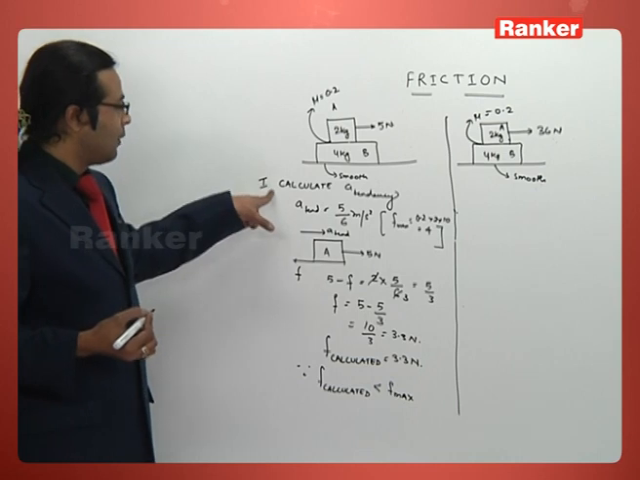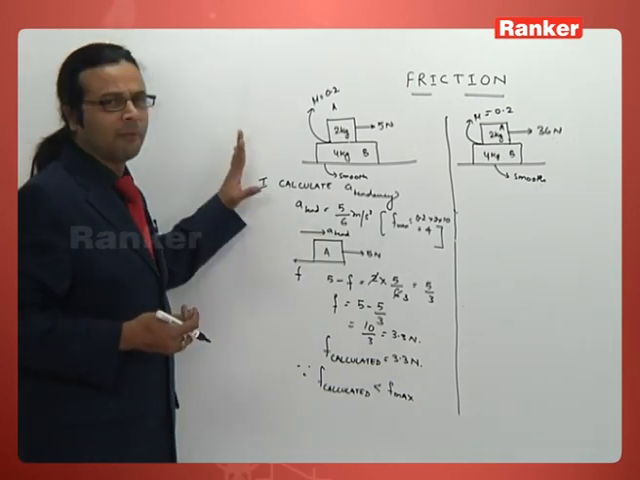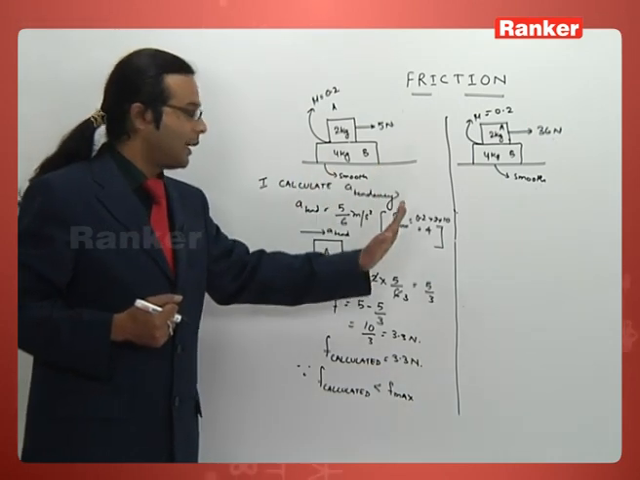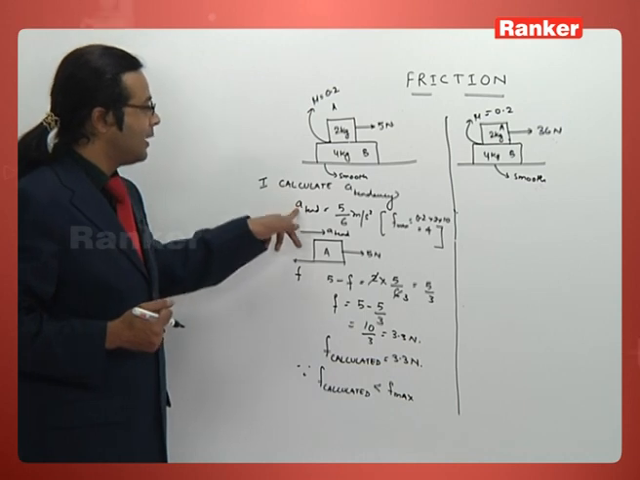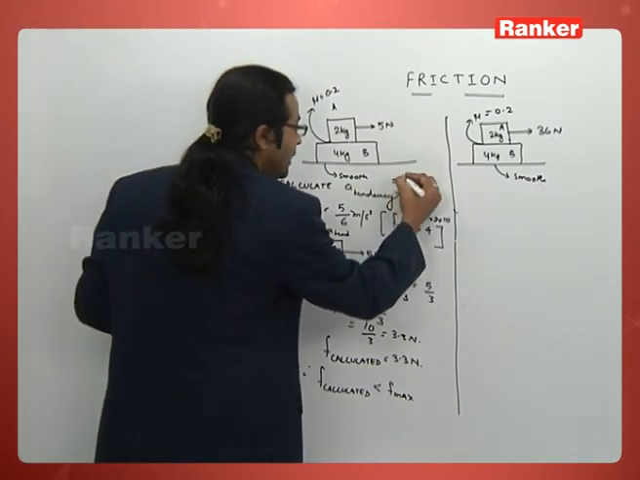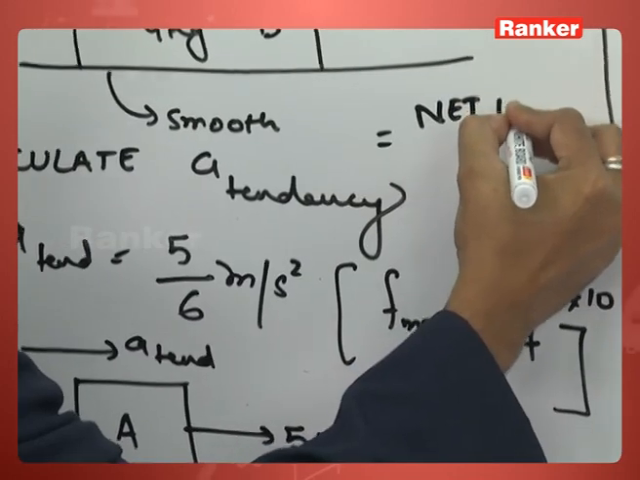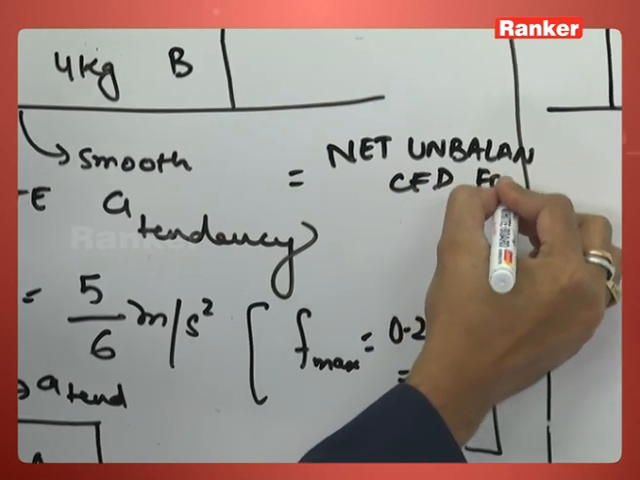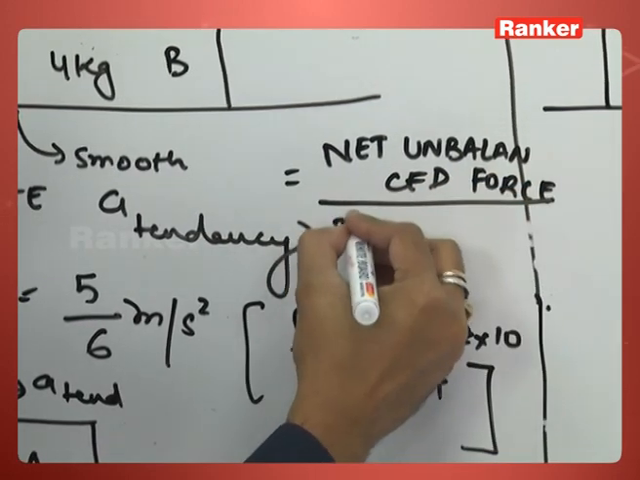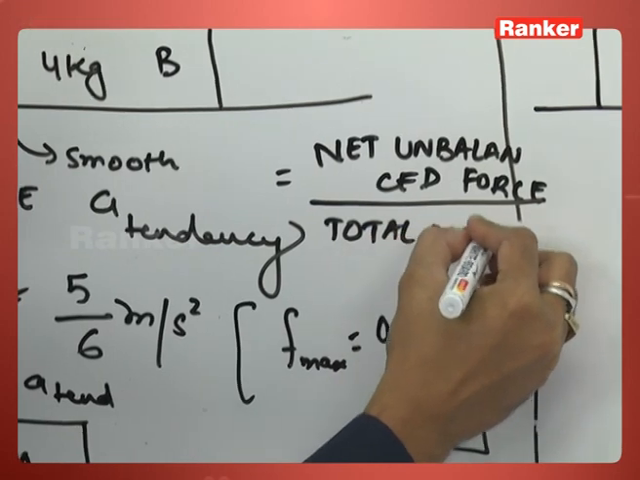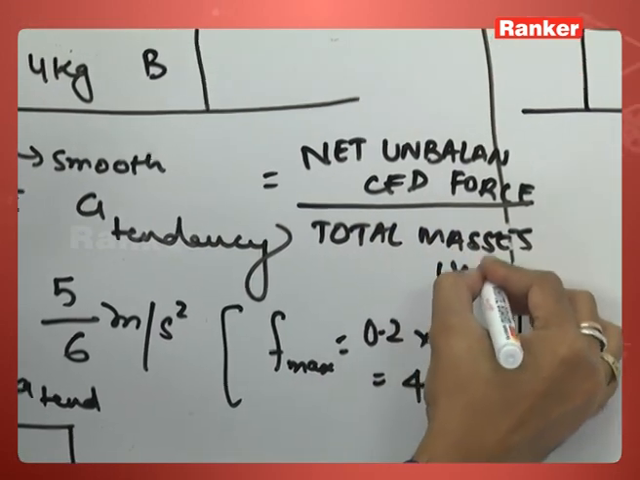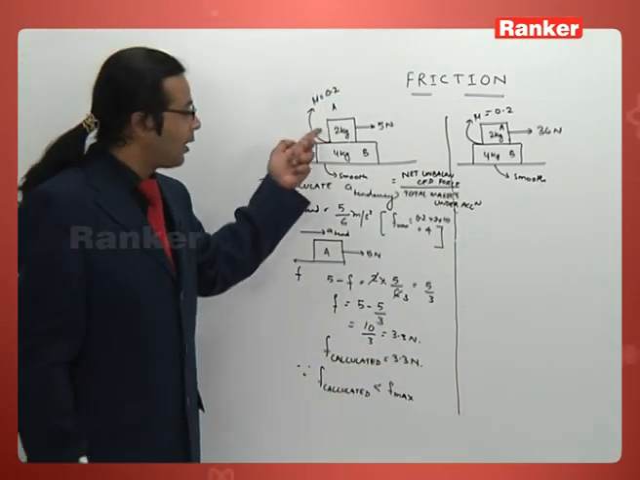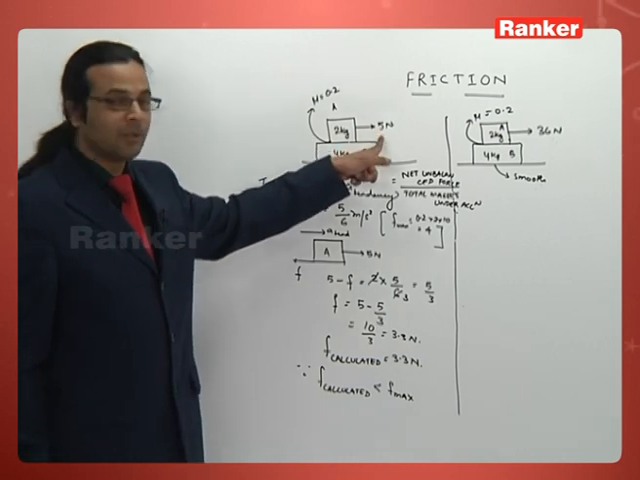I repeat again, whatever the problems are, we will first calculate a tendency, and keep aside what F max is. We will write a tendency is net force. Remember, a tendency is net unbalanced force divided by total masses under acceleration. So since the 2 kg and 4 kg blocks are under acceleration, the net unbalanced force is F.